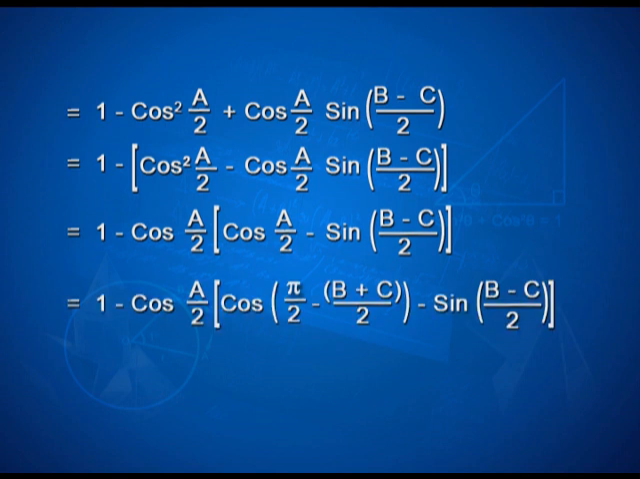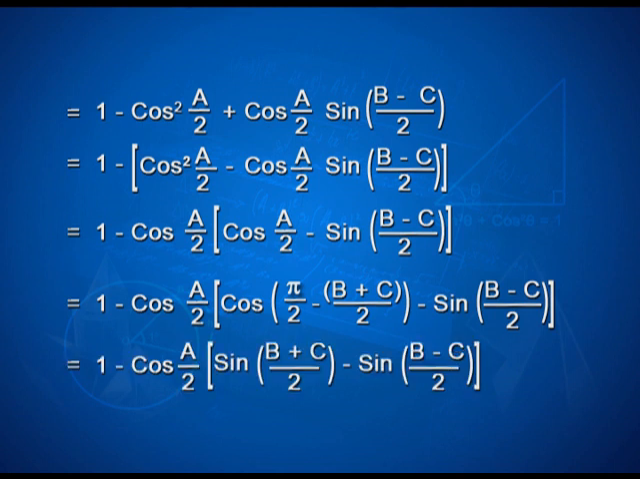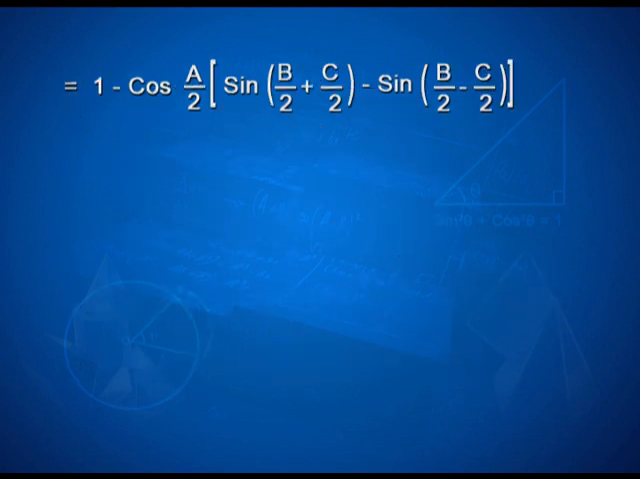Now, 1 minus cos A upon 2 into cos of pi by 2 minus B plus C upon 2 minus sin B minus C upon 2. This could be expressed as 1 minus cos A upon 2 into sin B plus C by 2 minus sin B minus C upon 2. Solving this is equal to 1 minus cos A upon 2 into sin B upon 2 plus C upon 2 minus sin B upon 2 minus C upon 2.